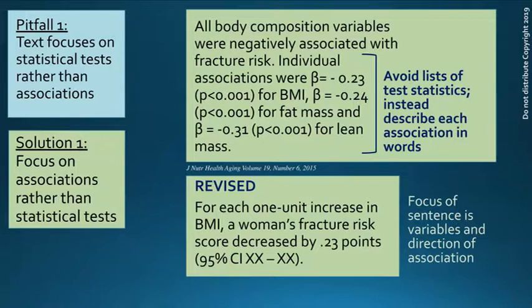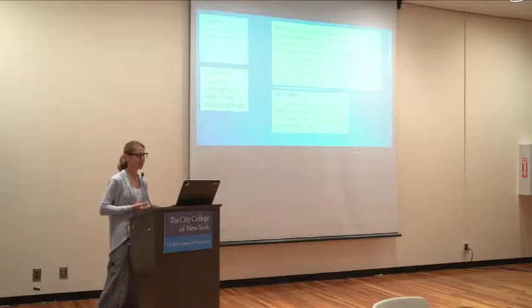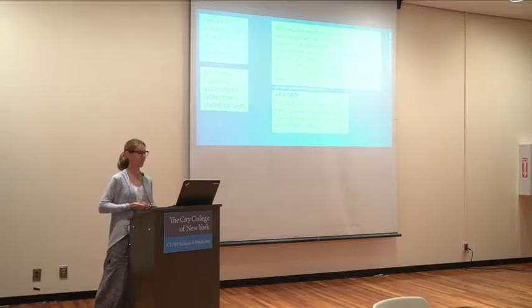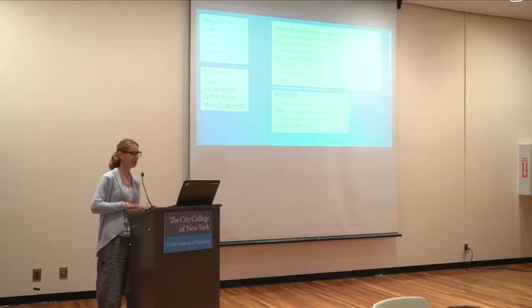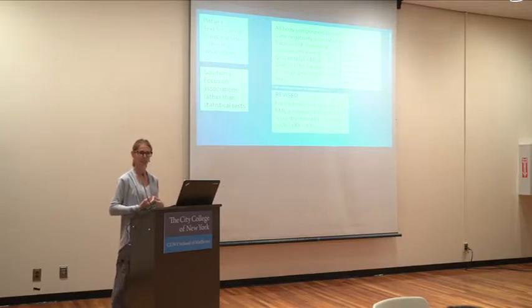So I have revised this text to show something you might do instead. For each 1 unit increase in BMI, a woman's fracture risk score decreased by 0.23 points. And I've just added the confidence interval rather than the p-value. It's a little bit more information.